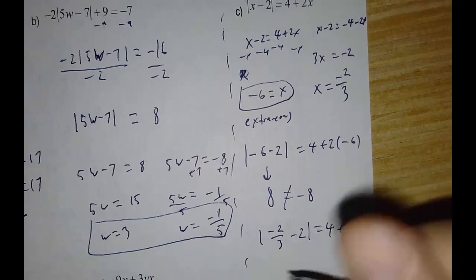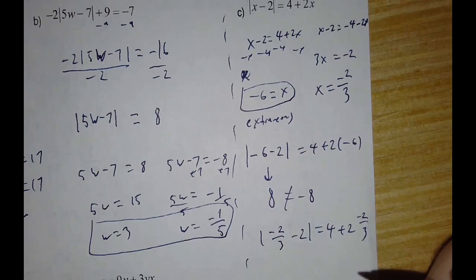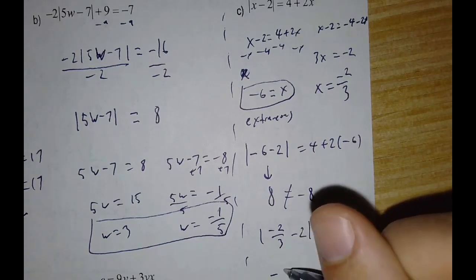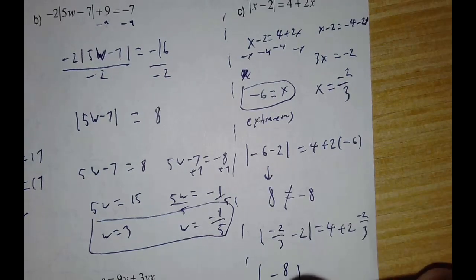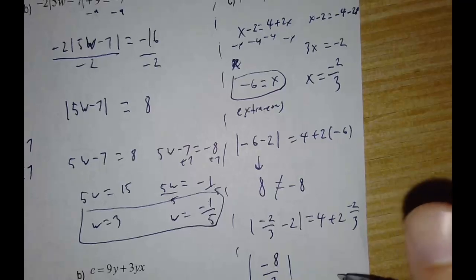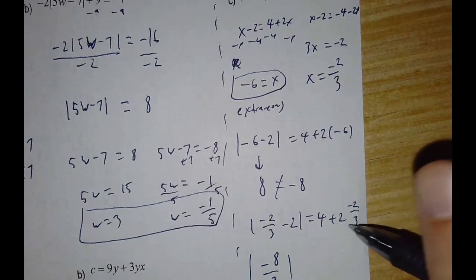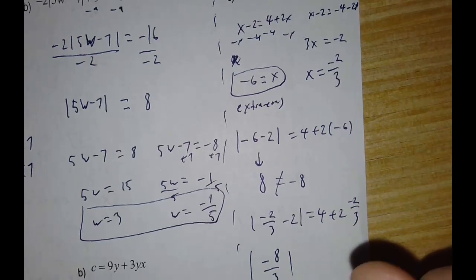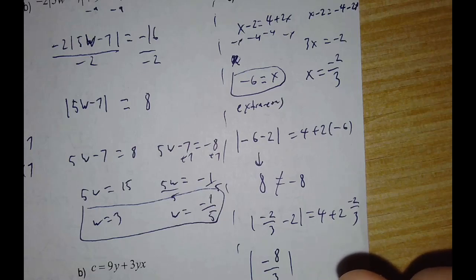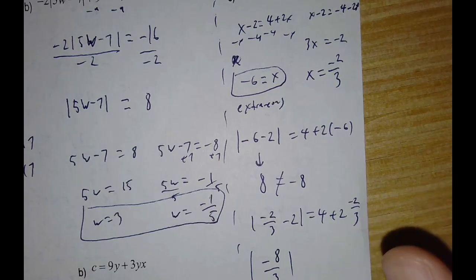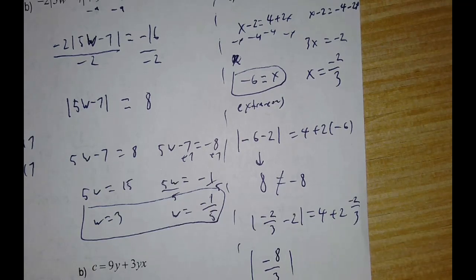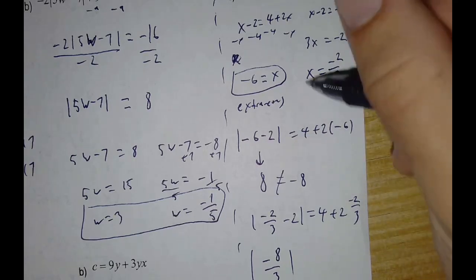So negative 2/3 minus 2, this is the same as negative 2/3 minus 6/3, which is negative 8/3. But it's absolute value, so it's just 8/3. And then over here on the right, this is 4, so that's 12/3 minus 4/3, which is 8/3. So this is true. So my one solution is just this one.